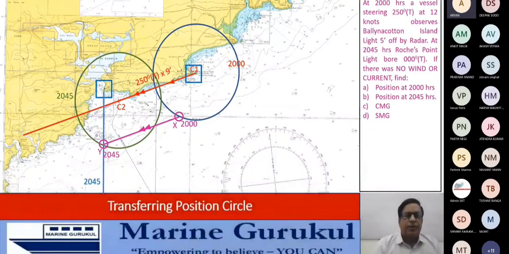Needless to say, point X is the 20-100 hour fix. Point Y is 2045 fix. X to Y is the CMG, and magnitude of X to Y, or distance between X and Y, is the distance made good in 45 minutes, from where we can convert it to distance made good in 1 hour, thus getting the speed made good.